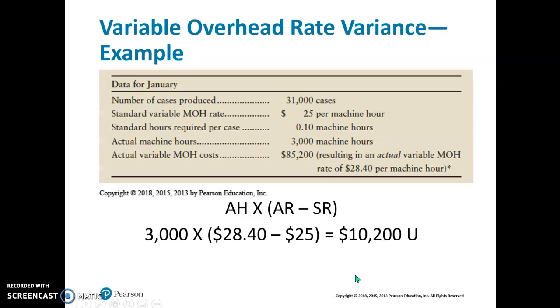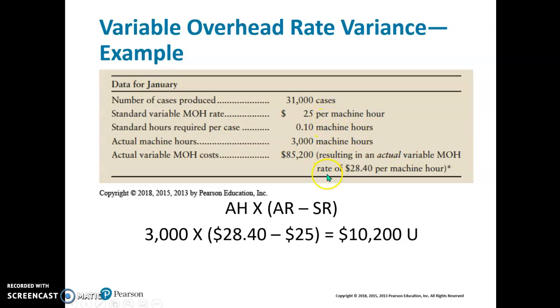And here's our example. We've got 31,000 cases produced. The standard overhead rate is $25 an hour. The standard hours required per case are 10 cents per machine hour, so a tenth of a machine hour. The actual machine hours are 3,000 machine hours, and the actual variable overhead costs are 85.2. Okay, that's our actual cost, and that results in an actual variable overhead rate of $28.40 per machine hour.